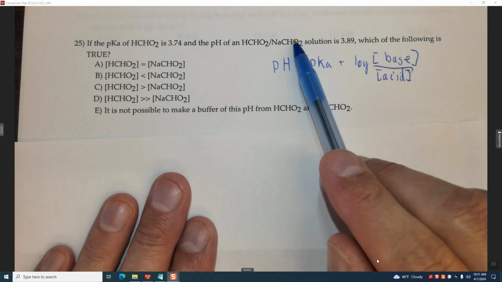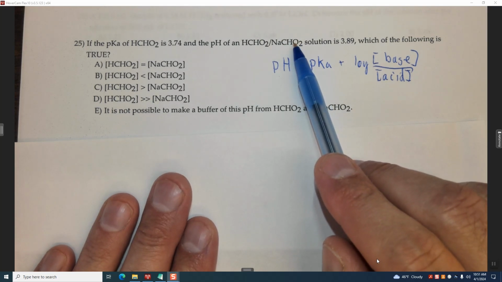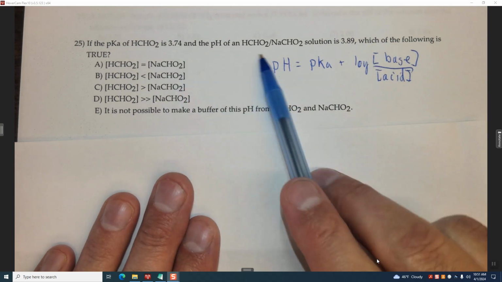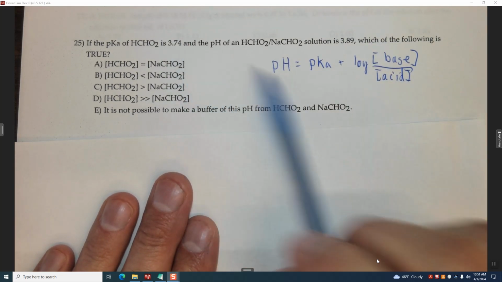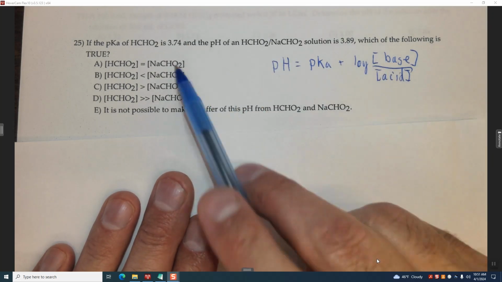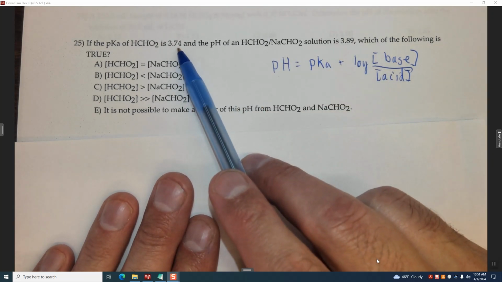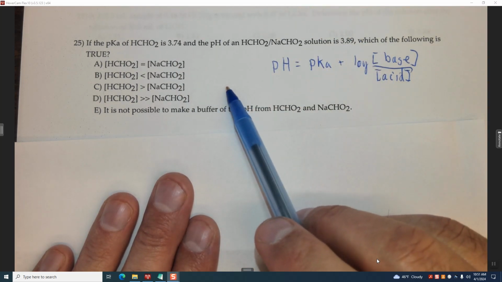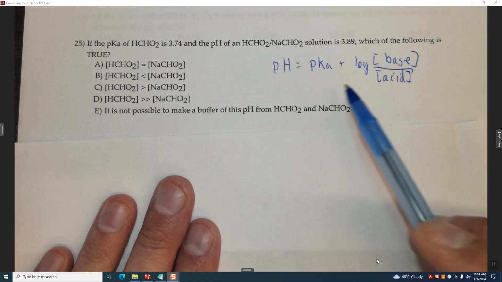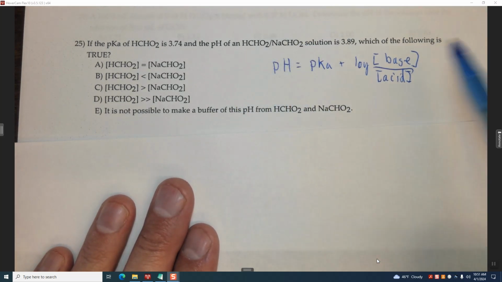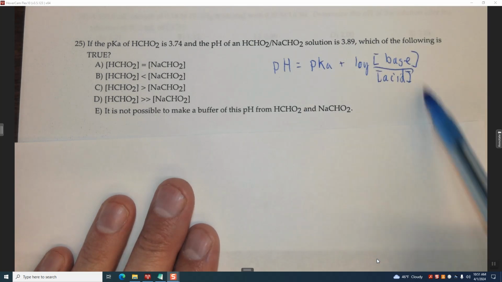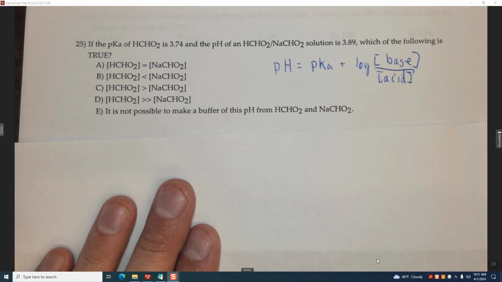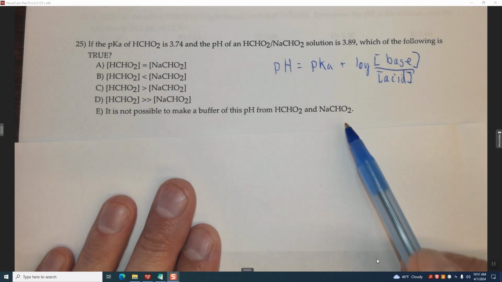Well, of course, you have to add more base to make the pH go up, right? The base is on the top. That's important mathematically, but just thinking about it logically, if you want the pH to be higher than the pKa, add more base. If you want the pH to be lower than the pKa, add more acid. If these things are exactly equal, then the pH equals the pKa. All of this comes out of the Henderson-Hasselbalch equation, but logically, we simply want to add more base. So let's take a look at our answers.